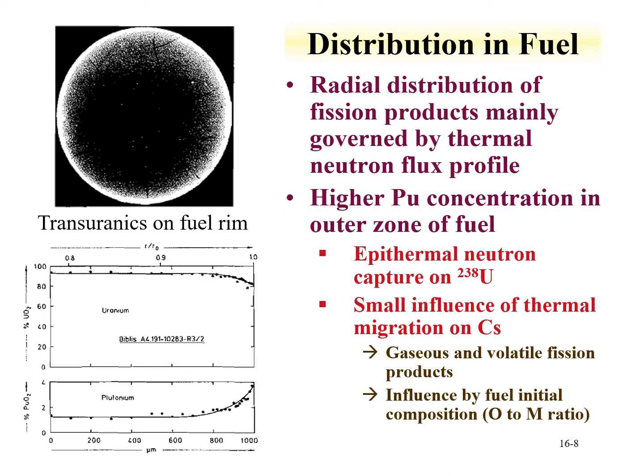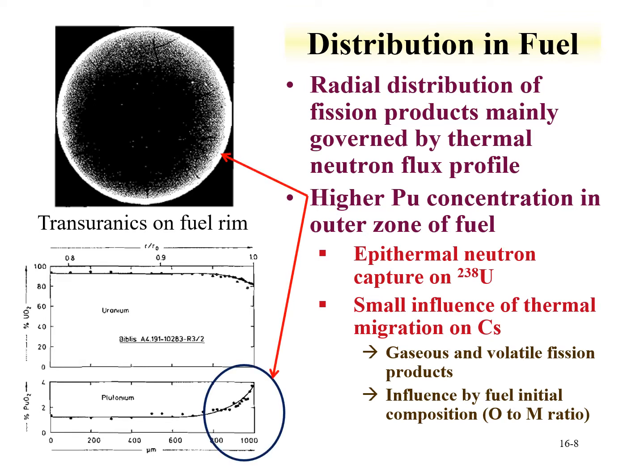So not only can we have an axial distribution of fission products within fuel, as we showed in the previous slide, but we also get some radial distribution. Now this radial distribution of fission products and actinides is mainly governed by the neutron energy flux profile. So fundamentally, it has to do with neutron reactions that are occurring radially within the fuel. One of the things that we do see is that there's a higher plutonium concentration on the outer zone of the fuel. As shown here, this lighter area, that's where the plutonium tends to reside.